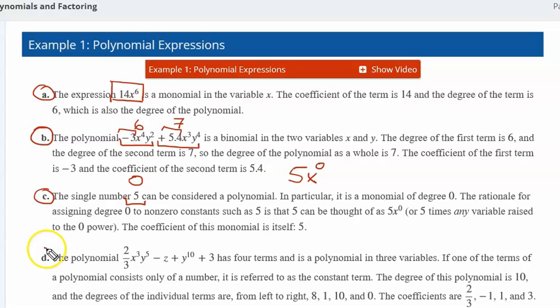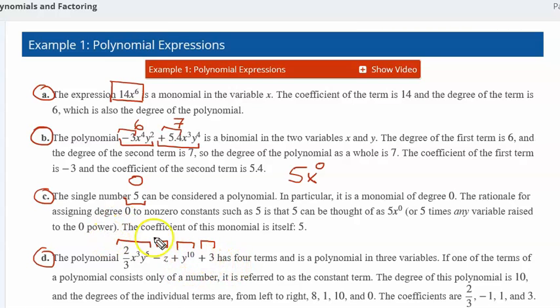All right, letter D. Now, in this case, as we look at it, this is one term. There's a negative sign. This is one term. This is one term. And this is one term. So there are 4 terms, so we don't give this a special name. This is just a polynomial.